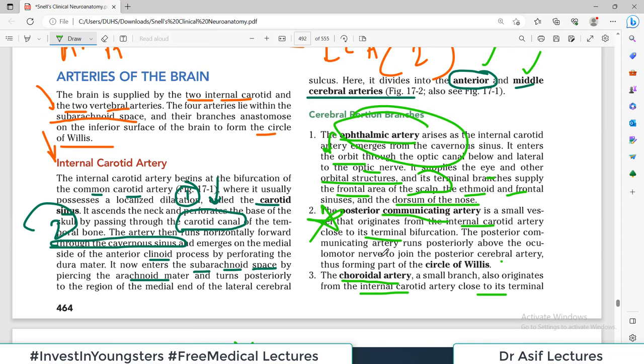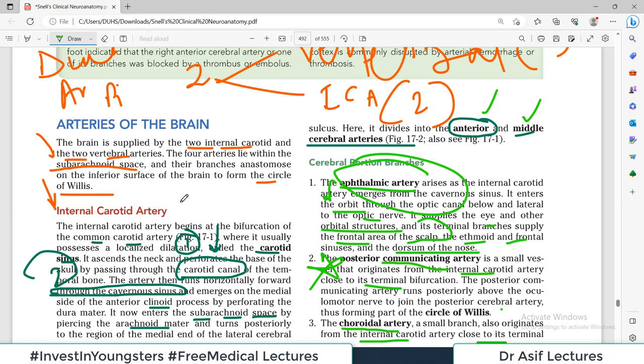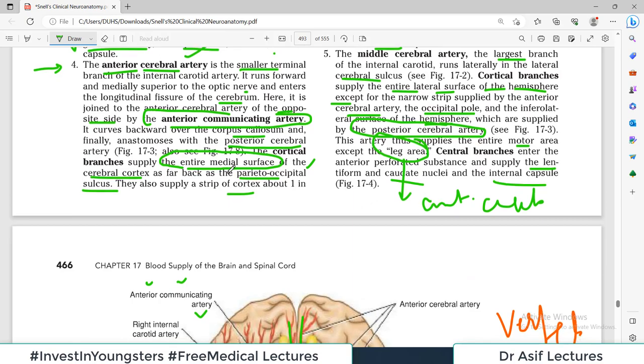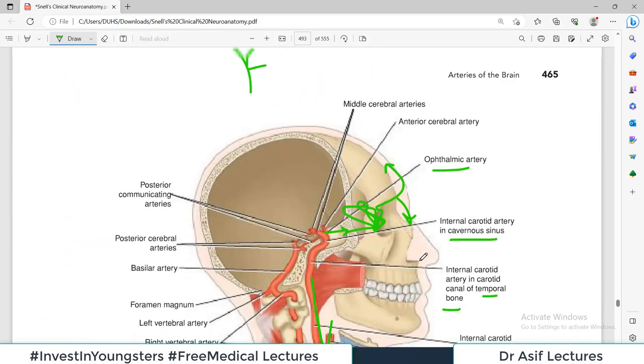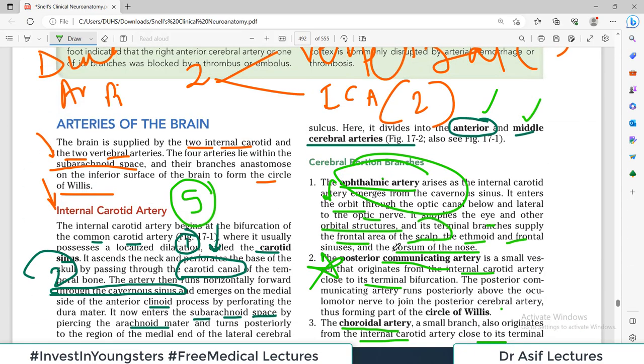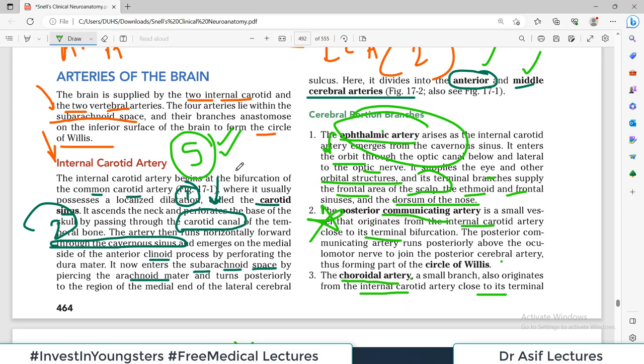Okay, तो अब क्या बात हुई, टोटल इंटरनल कैरोटिड की ब्रांचेस हमने कितनी डिस्कस की, देयर आर 5 ब्रांचेस. टू ऑफ देम आर टर्मिनल ब्रांचेस, व्हिच आर द एंटीरियर सेरिब्रल एंड मिडिल सेरिब्रल, और तीन ब्रांचेस हमने ये पढ़ी हैं, ऑप्थैल्मिक, पोस्टीरियर कम्युनिकेटिंग एंड कोरोइडल. सो देयर आर टोटल 5 ब्रांचेस ऑफ इंटरनल कैरोटिड दैट वी हैव डिस्कस्ड.